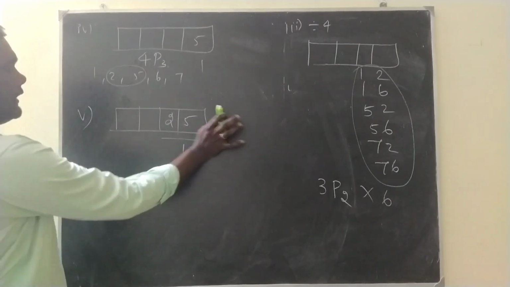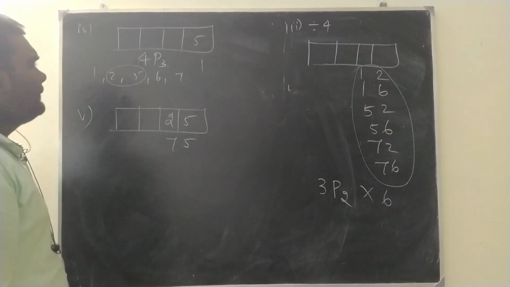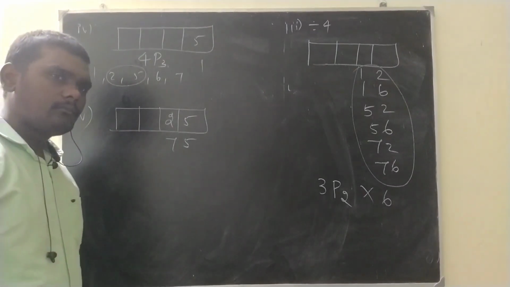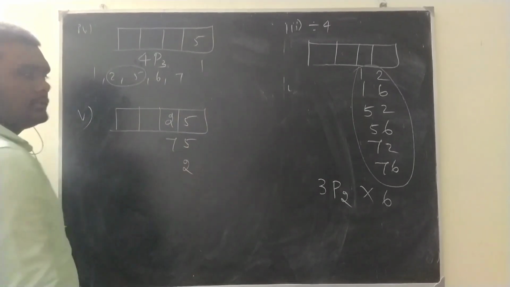75, 25 or 75. Okay. And then 65? No, they will not come. Only these 2 will come. So this box can be filled in 2 ways.